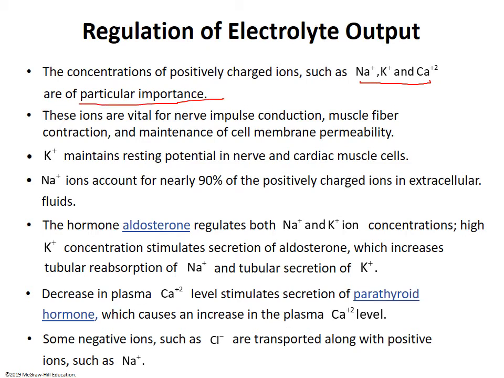These ions are vital for nerve impulse conduction, muscle fiber contraction, and the maintenance of cell membrane permeability. These are big. Potassium maintains resting membrane potential in nerves and cardiac muscle. Sodium accounts for 90% of all the positively charged ions in the extracellular fluid. It is super important. Now, we probably eat too much salt, but salt is a very necessary thing.